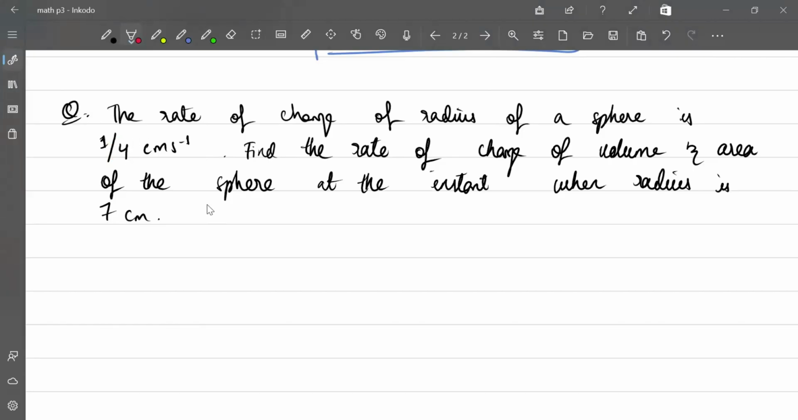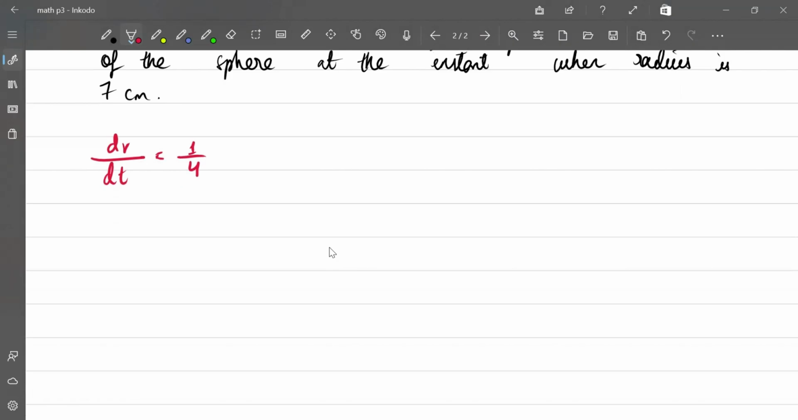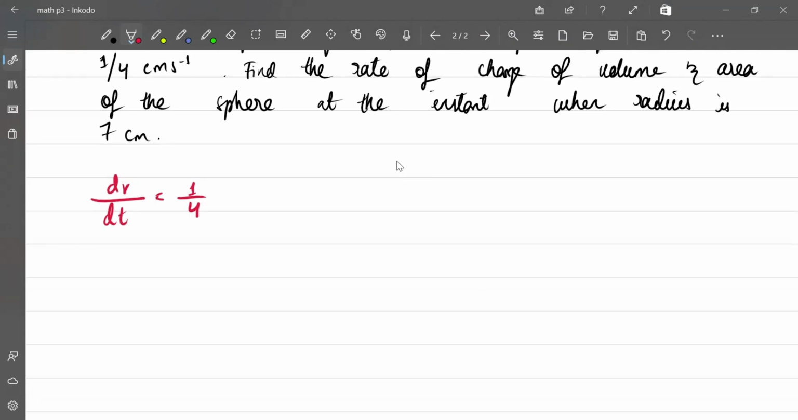One thing to understand here is whenever they mention the rate of change, just write dt in the denominator. When you read the words rate of change in the question, and then it says the rate of change of radius of a sphere, the radius is dr, so dr over dt. This is a key tip from my side. So we know that dr over dt is 1 upon 4. And what do we need? Find the rate of change of volume and area of the sphere. So let's find out the rate of change of volume first.